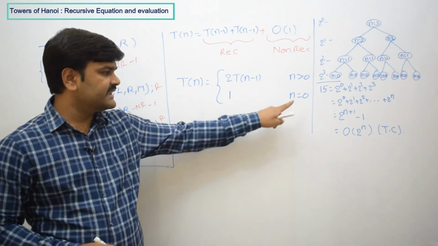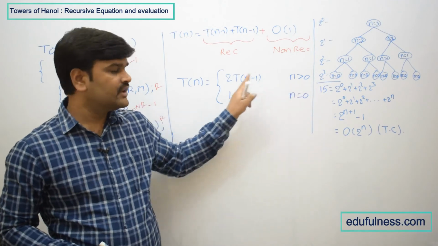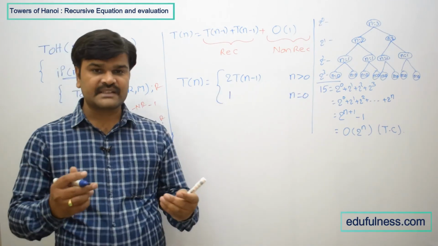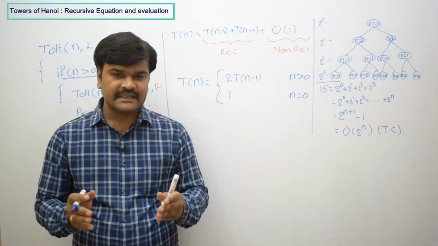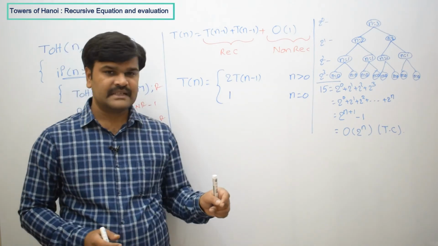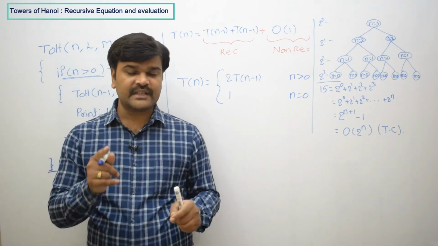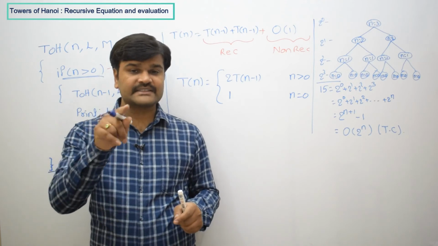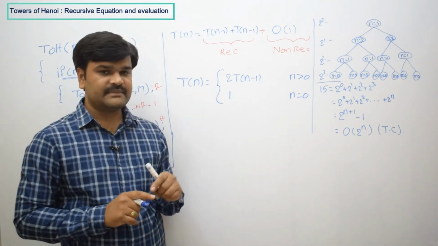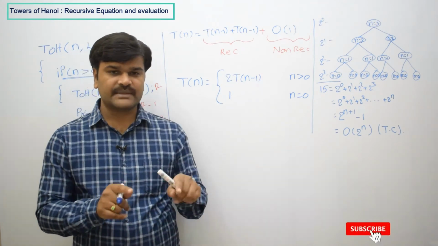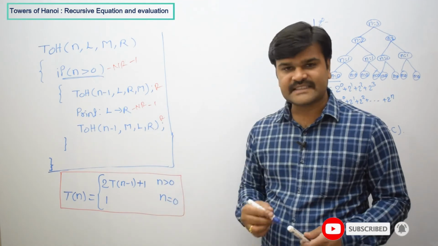Okay. So when n is 0, one function call. When n is greater than 0, 2 into T of n minus 1, plus 1 function calls. So overall how many function calls are going to happen, that we are going to get from this. Now we have to simplify this one, so that it gives you the result in terms of n without the recursive step. That means without the recursive equation again. That means whenever you give T of n, you substitute the n value. Okay. Now let us try to simplify this equation.